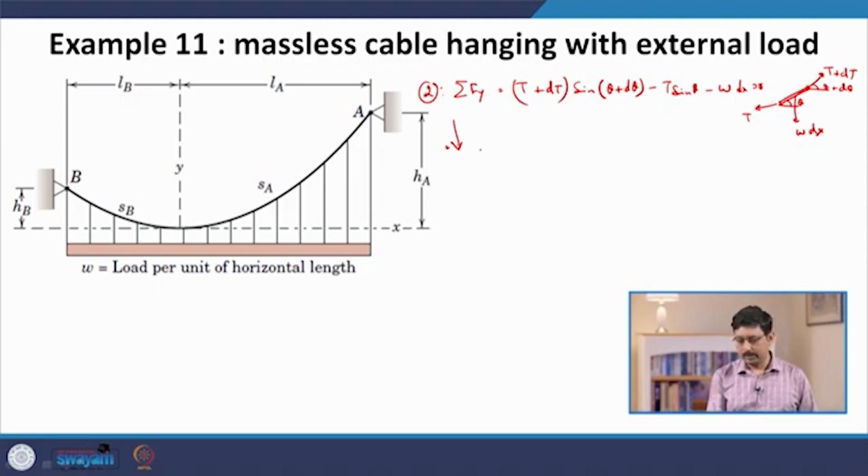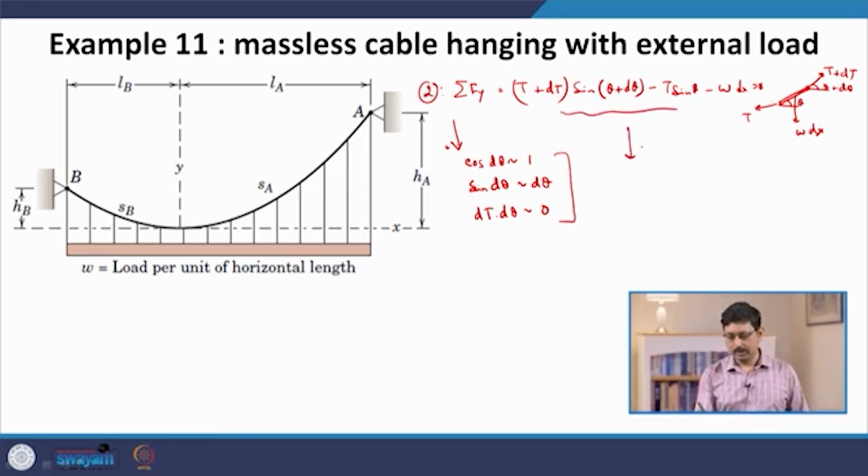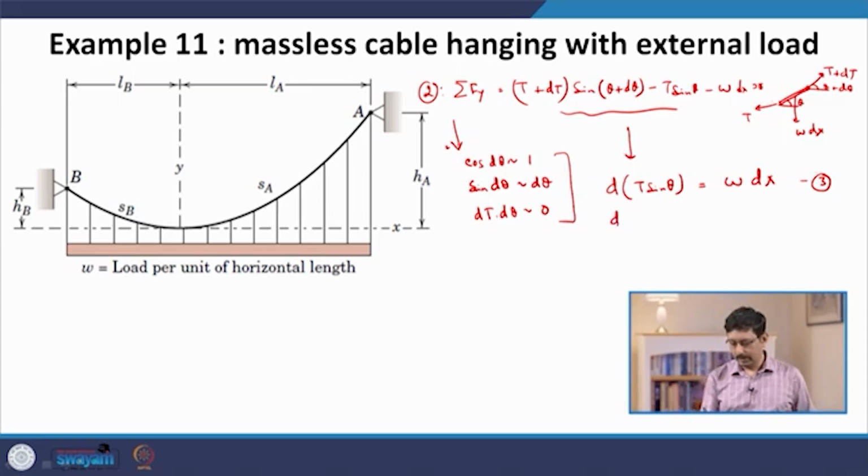using the formula for sin(A plus B), and then assume that cos d theta is 1 and sin d theta is d theta, and dT times d theta can be ignored. Then these first two terms represent the change in T sin theta, and it shows that this is equal to W dx. Let us call that equation 3, which means that d/dx of T sin theta is equal to W.